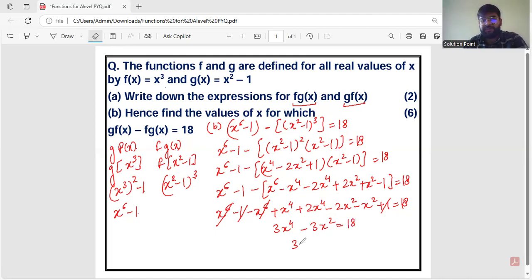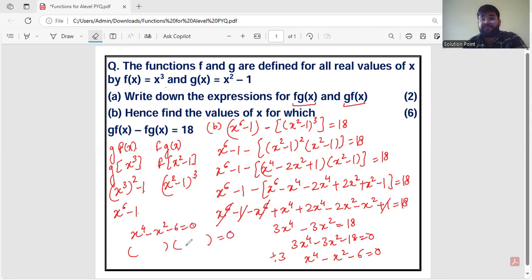Now if I take 80 to the left hand side, this will become this. Let's divide this equation by 3. So we are left with x to the power 4 minus x squared minus 6 equal to 0. Since there is no cubic term in this equation, we can directly factorize it. Since we are factorizing it, I'll be getting two brackets. I need x to the power 4, so it will be x squared times x squared. And we need 6 here, so it will be 3 times 2.